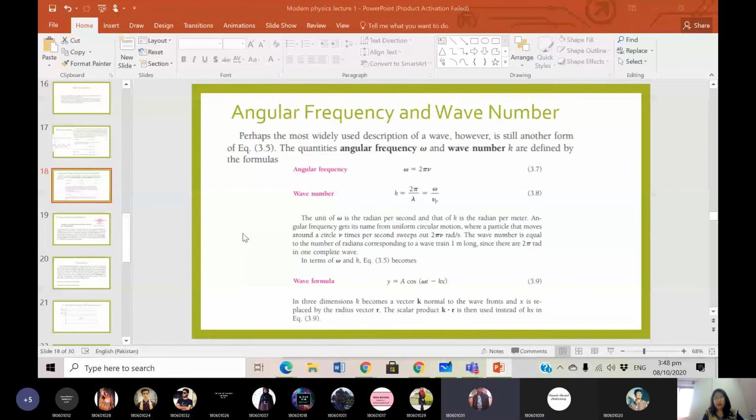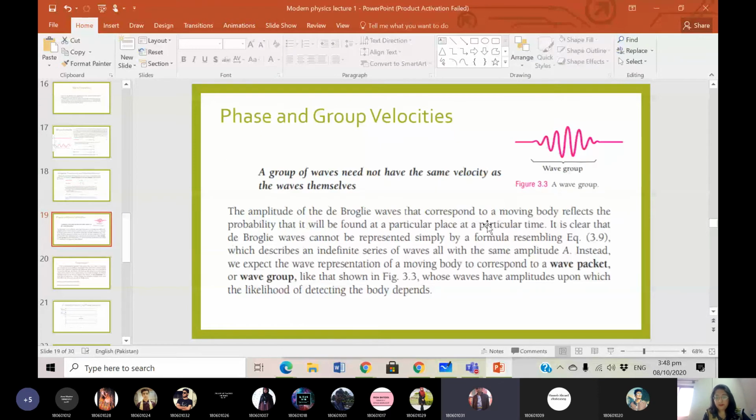Okay, so the amplitude of de Broglie waves corresponds to a moving body. A group of waves need not have the same velocity as the waves themselves. So what's the difference between phase velocity and group velocity? If you have a wave group, a group of waves here, you can take one point on this group, and the whole group will move with that velocity. That is called the group velocity. But it's not necessarily equal to the phase velocity.